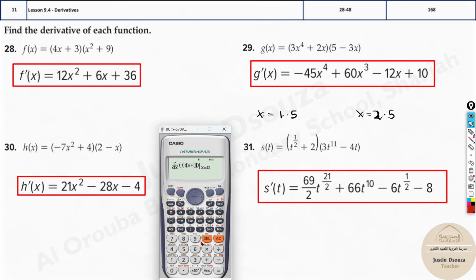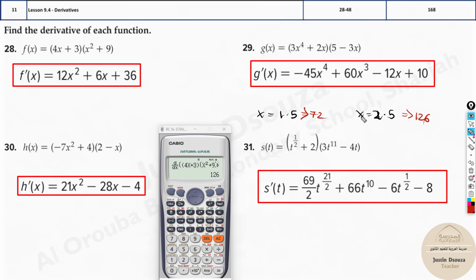Okay, let's derive. But before that, let's type the equation as it is with the brackets. 4x plus 3, close the bracket, and open the bracket again, x squared plus 9, close the bracket. Now, at what x value do you want to derive it? I've assumed one value of 1.5, so let me take it and now write this answer. I will write the answer over here as 72. For x is equal to 1.5, the derived value is 72 from the given question. Now let's do it for 2.5 as well. Only thing is I have to change it over here. You can do other values as well. It's 126. So all I do is this will be 126.